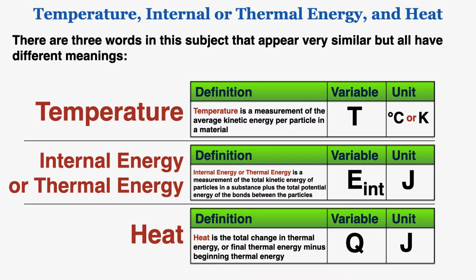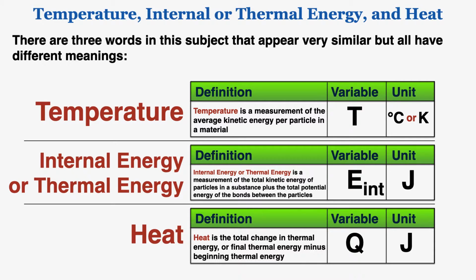There are three words in the subject that appear to be very similar, but all have different meanings. Temperature, and then either internal energy or thermal energy, whatever you want to call it, and heat. Temperature is a measurement of the average kinetic energy per particle in a material. Its variable is capital T, and we measure it in degrees Celsius or Kelvin. Internal energy or thermal energy is a measurement of the total kinetic energy of particles in a substance plus the total potential energy of the bonds between the particles. Its variable is E int, and the unit is J, or the joule, because it's a form of energy.